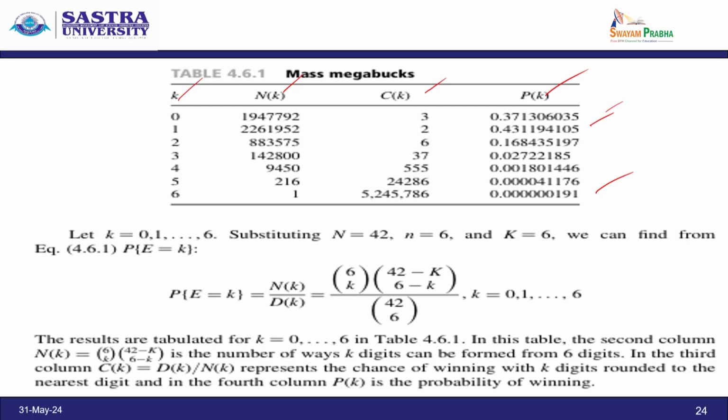So, substituting capital N equal to 42, n equal to 6 and k equal to 6, we have the probability of E equal to k, and the results are tabulated for k equal to 0 to 6. In this table, the second column is N of k, the number of ways k digits can be formed from 6 digits. In the third column, C of k represents the chance of winning with k digits. In the fourth column, P of k is the probability of winning.